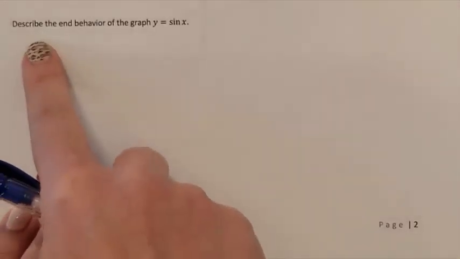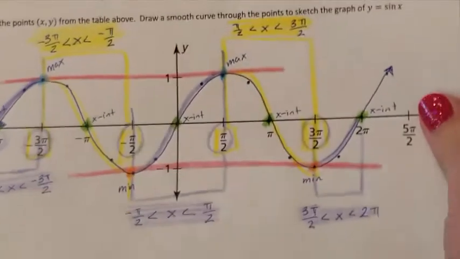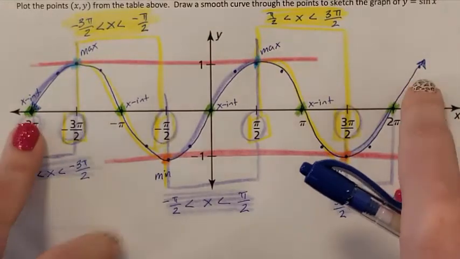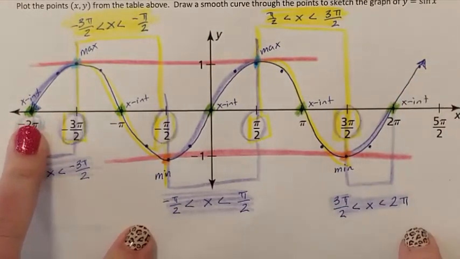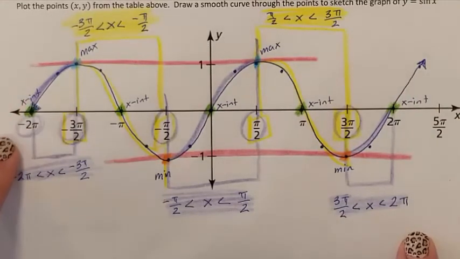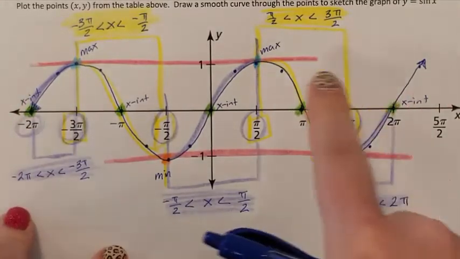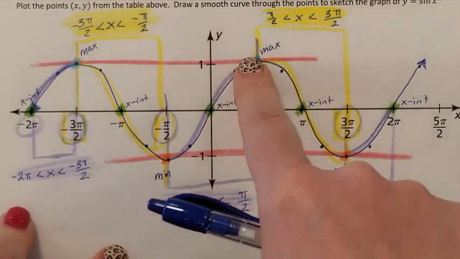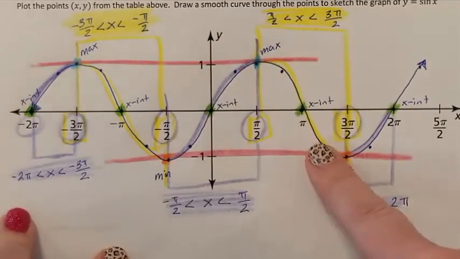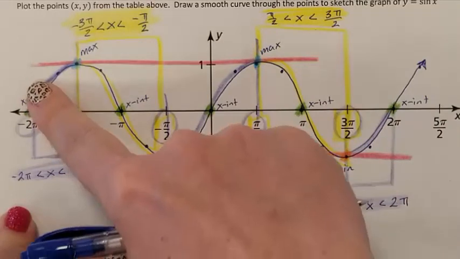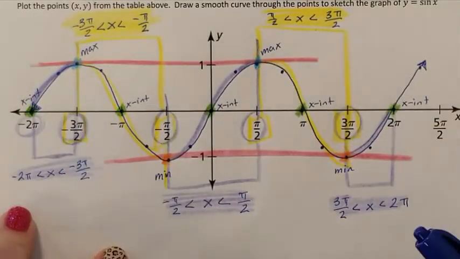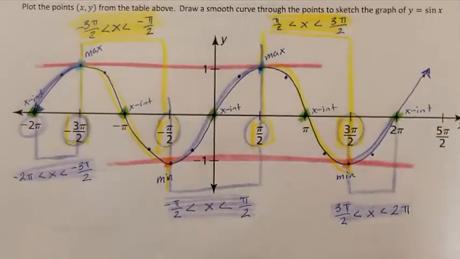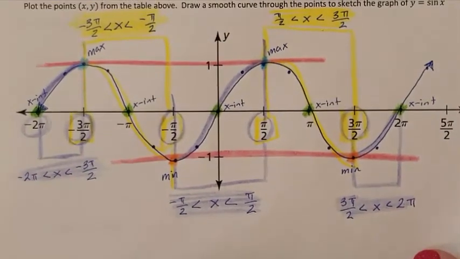The last question asks us to describe the end behaviors of the graph. So here's our graph. End behaviors tells us what these arrows are doing. Does this arrow continue to go up, up, up, and never stop? Does this arrow continue to go down, down, down, and never stop? That's not the case. We know it's going to go up to 1 and then turn back down again. Go down to -1, turn back up, go back to 1. It's going to go 1, -1, 1, -1, 1, -1. It's going to keep going. So it's oscillating between 1 and -1. It's not actually going towards any particular value.